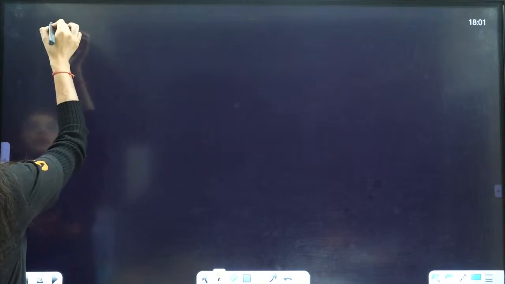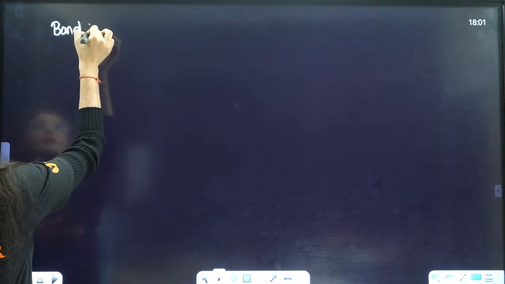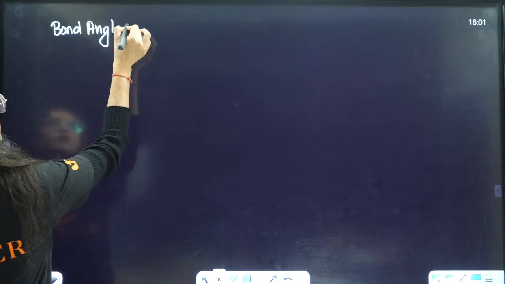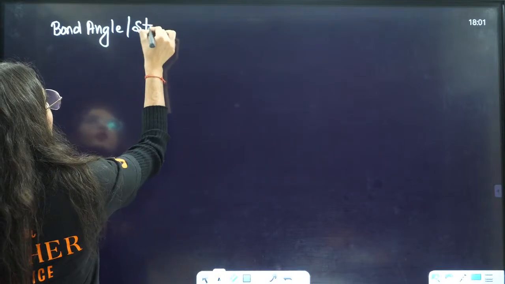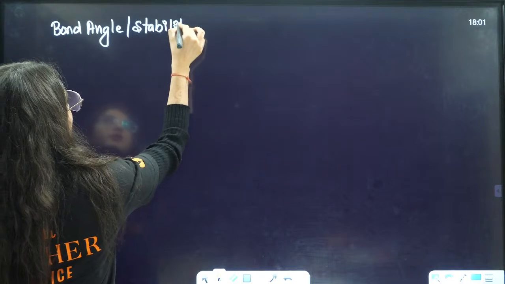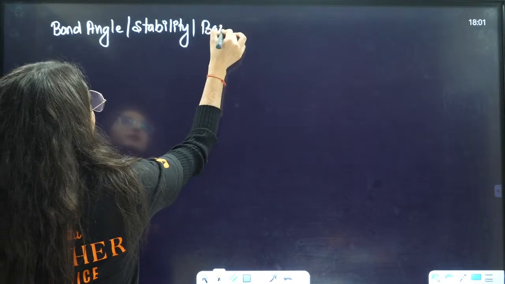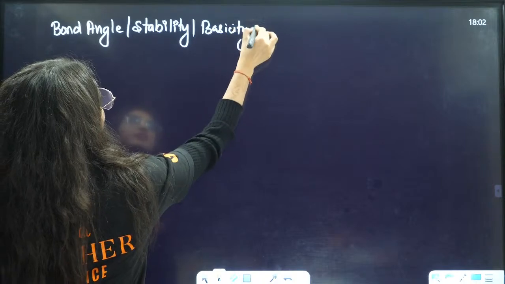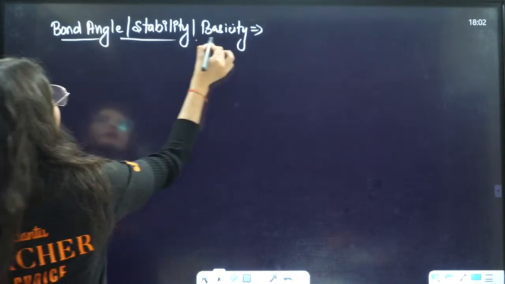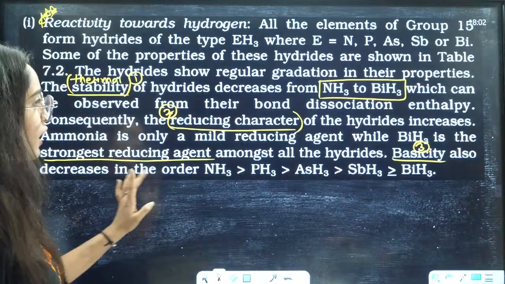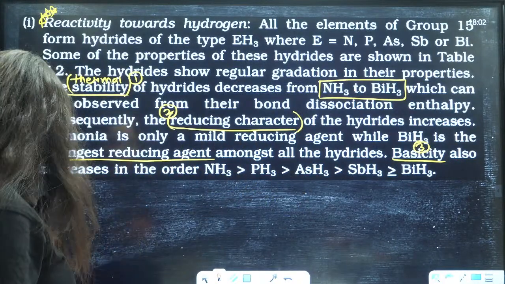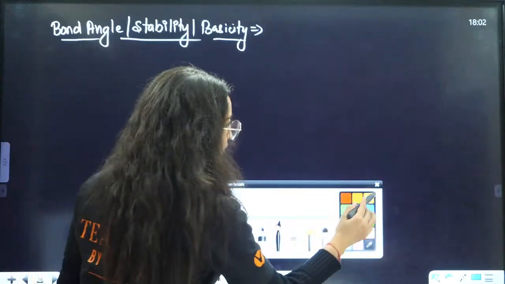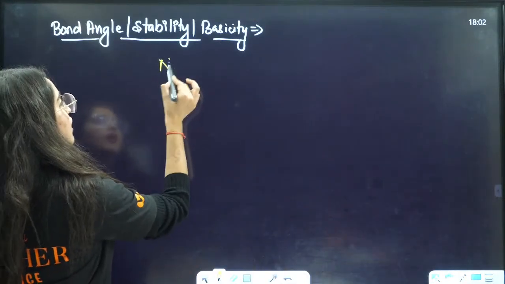The first trend is the bond angle, or stability, or basicity. Anything they can ask you will have the same trend. Here they have written that basicity also decreases, in the order NH3, PH3, AsH3, SbH3, BiH3.